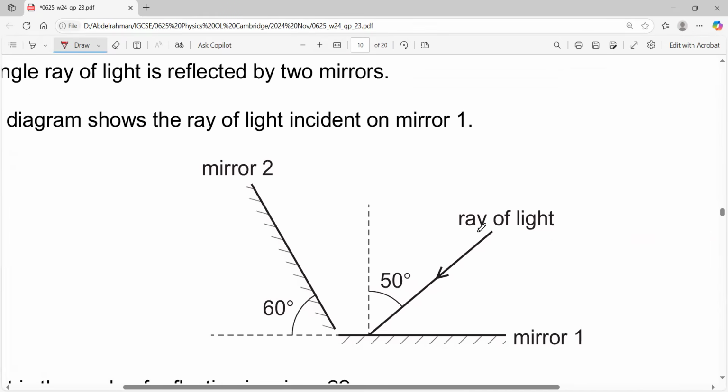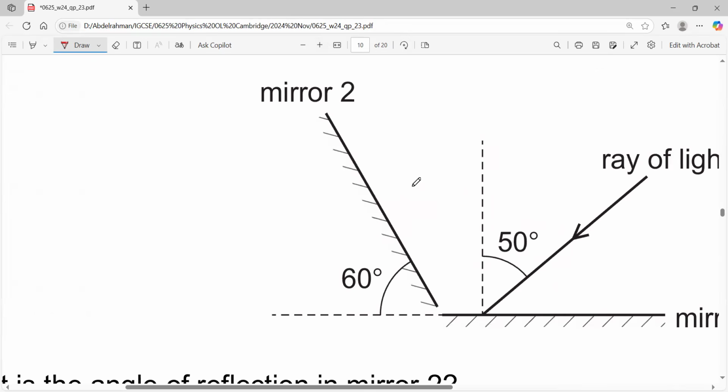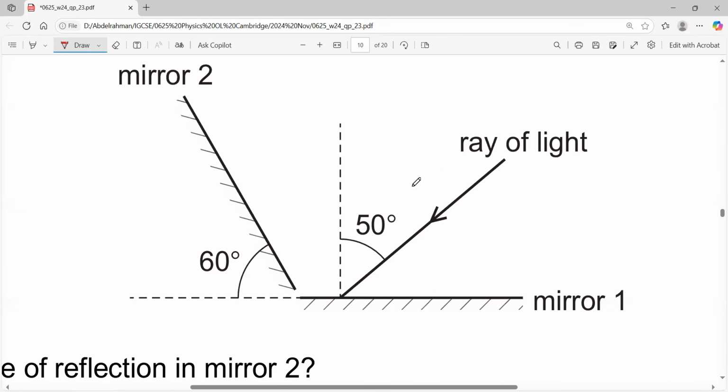This question will need you to use everything you know about triangles and math. So now you have the ray of light incident on mirror 1 at an angle of incidence 50 degrees, and then it is reflected back and hits mirror 2. At this point, there's another normal line. We need to find the angle of incidence or the angle of reflection. What is this angle? This angle is now 50. This is the angle of reflection from mirror 1.